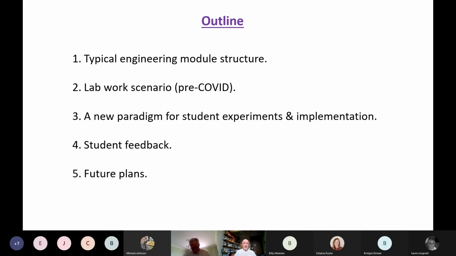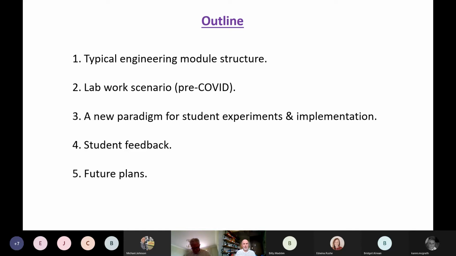So in terms of my actual talk, I just want to give some brief points as to what I'm going to cover. I'm going to first of all explain the typical structure of an engineering module. This is perhaps indicative of any engineering module. I'll also discuss the lab work scenario that we had in pre-COVID times, which in fact our COVID situation may continue on to what we're going to do in the future.